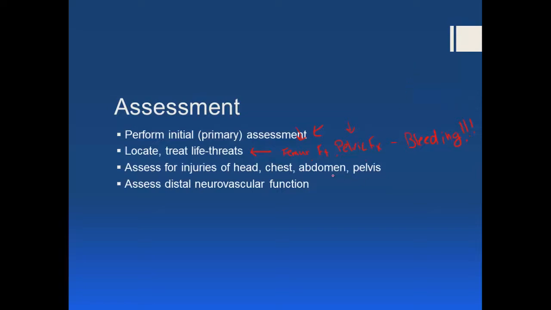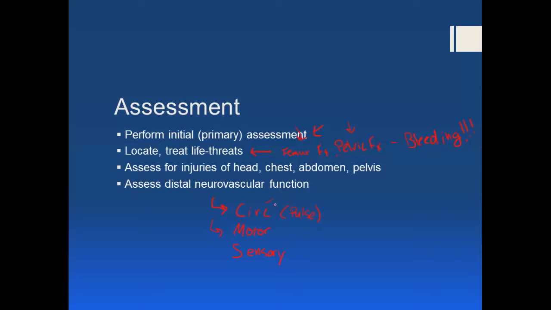Then assess, of course, for injuries of the head, chest, abdomen, and pelvis. And if we find anything, we're going to assess initially distal neurovascular function. So when we talk about that, you're going to look in the hands and the feet and basically assess for circulation, motor, and sensory. This used to be pulse, motor, sensory, and we would abbreviate this CMS. It used to be PMS, and then some people got upset about that. So circulation, motor, and sensory.